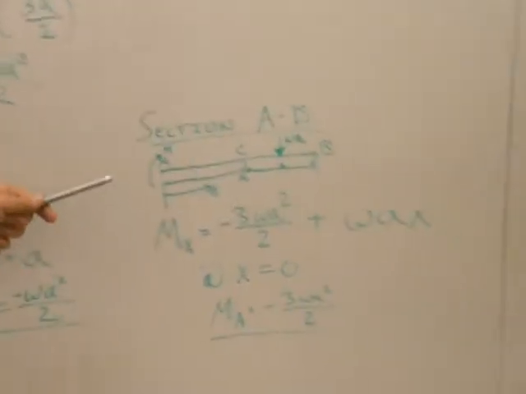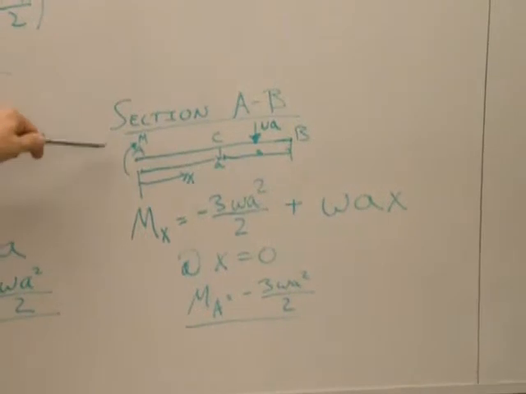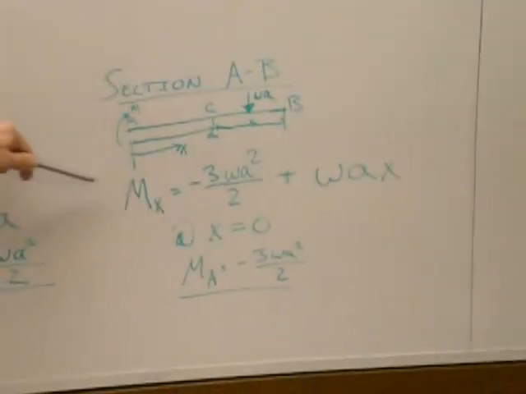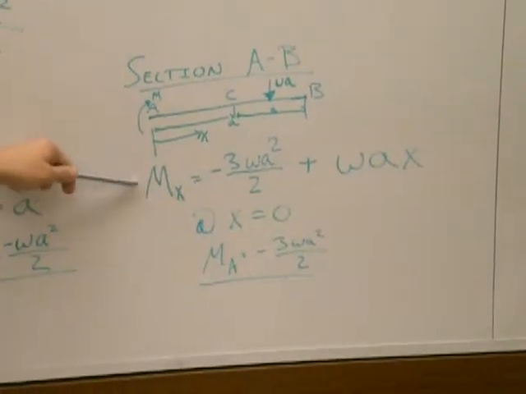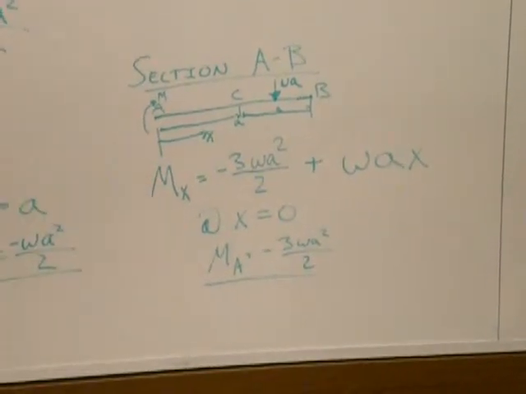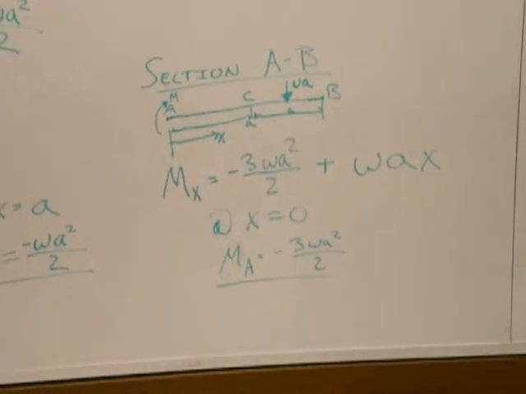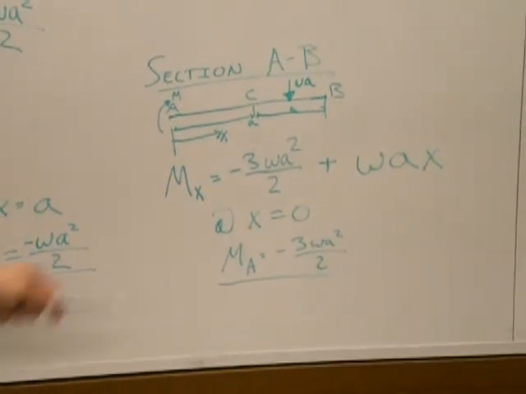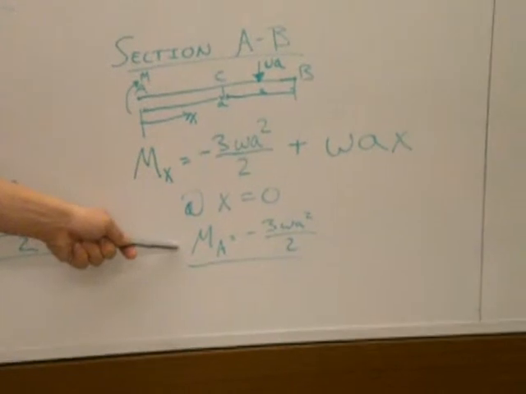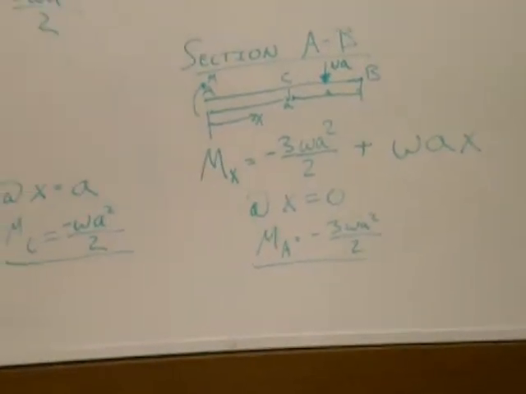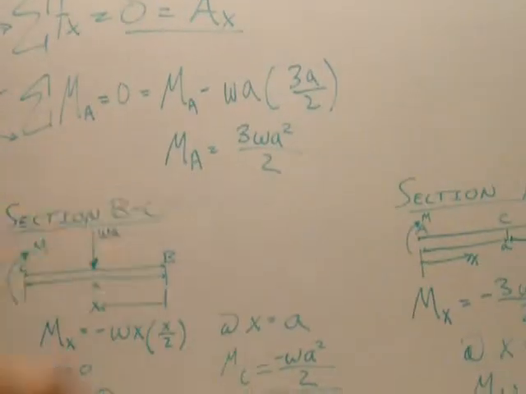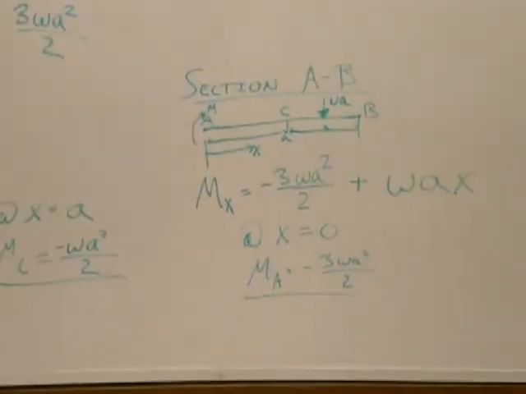Next, we take section AB and have a moment about A, with the x coming from the A side. We have M of x is equal to negative 3/2 wa squared plus wax. At x equals 0, the moment about A is negative 3wa squared over 2, which matches the original calculation here. It's just going the opposite way.